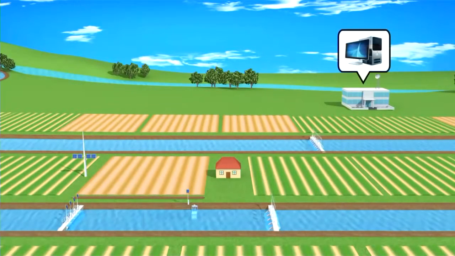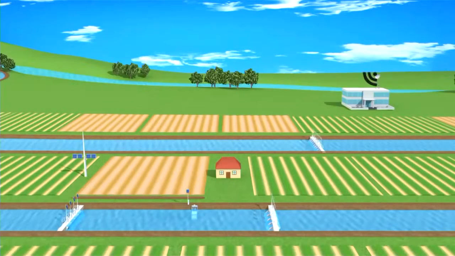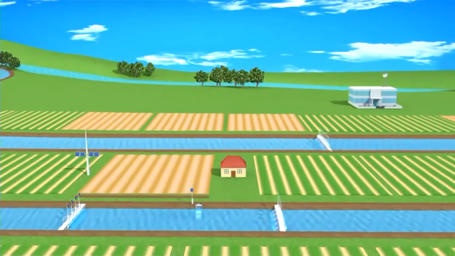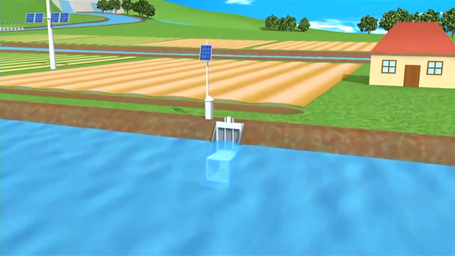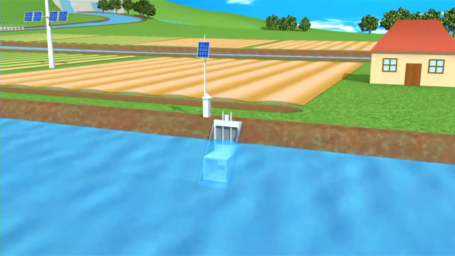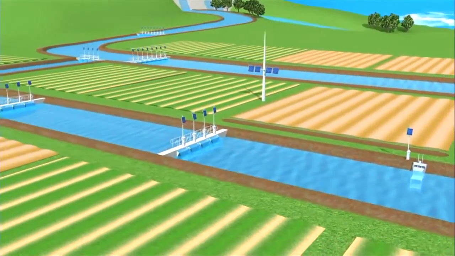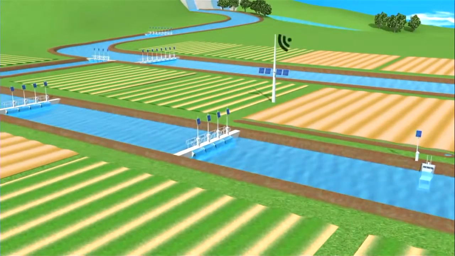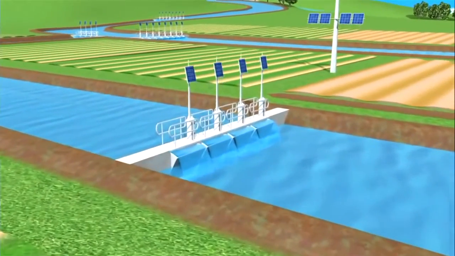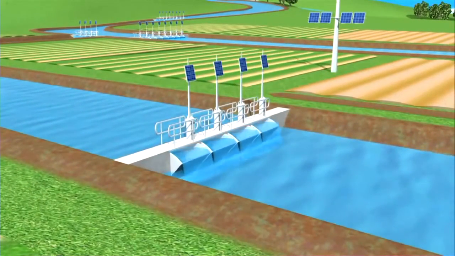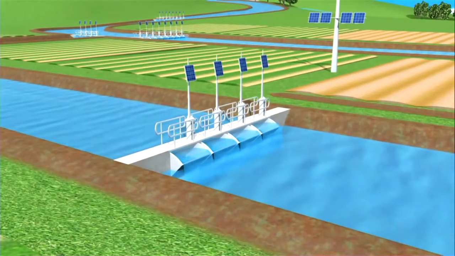When an order is made, software automatically checks if the customer has sufficient allocation and whether the order can be delivered within capacity constraints. The order is then sent to the customer's turnout. It automatically opens at the requested time and continually adjusts to deliver the ordered flow rate. Upstream flume gates anticipate the downstream demand using feed-forward control. And along with real-time level and flow information, continuously adjust to maintain water levels immediately downstream.